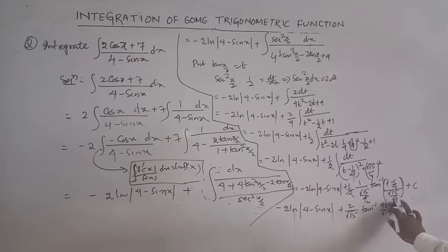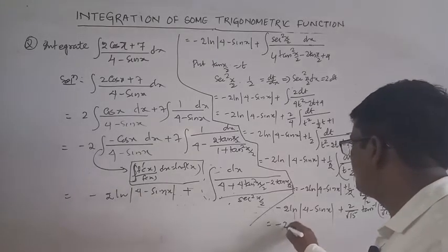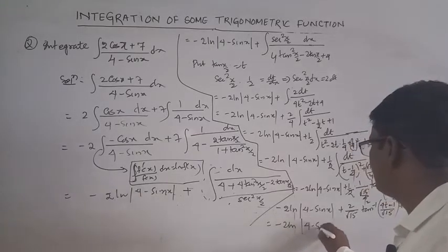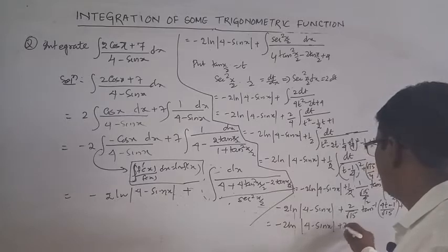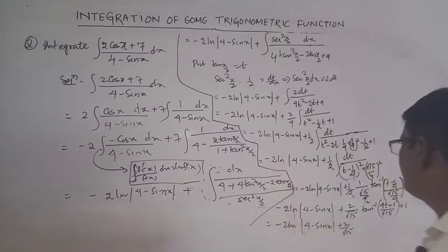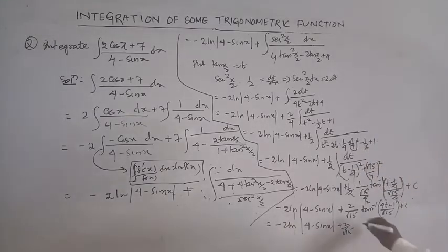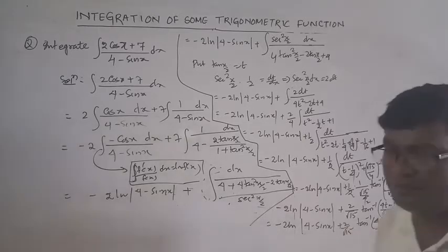This is 4t minus 1. Now what is t here? So minus 2 log of 4 minus sin x plus 2 by root 15 into tan inverse 4 tan x by 2 minus 1 divided by root 15 plus c. This is the answer.